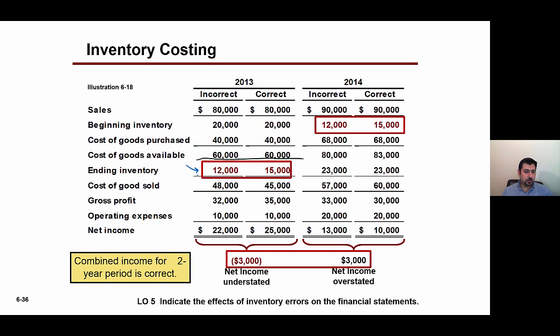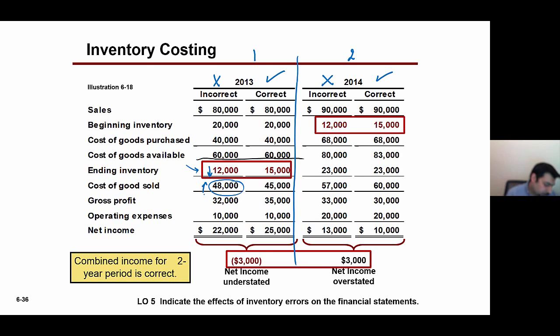So ending inventory here was understated. This is the correct one. This is the incorrect one. So this is accounting period 1. This is accounting period 2. So in this case, ending inventory was understated, which means the cost of goods sold here was overstated.